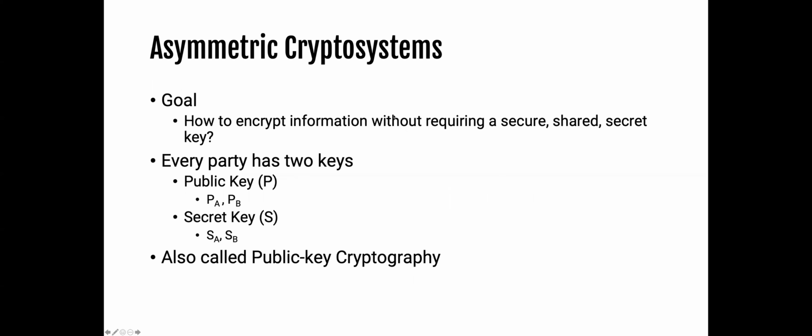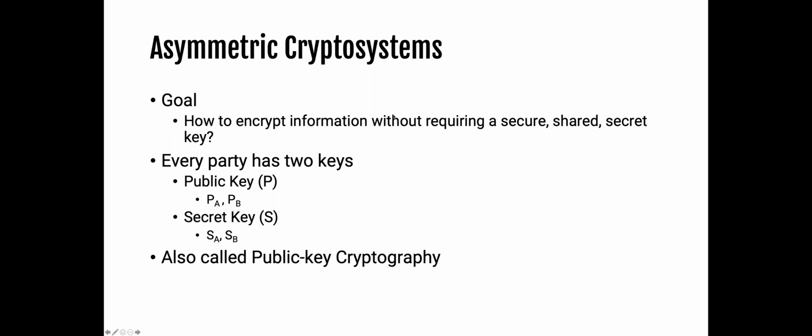So for asymmetric crypto systems, the goal is: can we encrypt the information without requiring a secure and shared secret key? It means that everyone is going to have a different key. This person is going to use this key to encrypt, and another person is going to use a different key to decrypt the message. So if two people try to communicate, they have to have two pairs of keys.